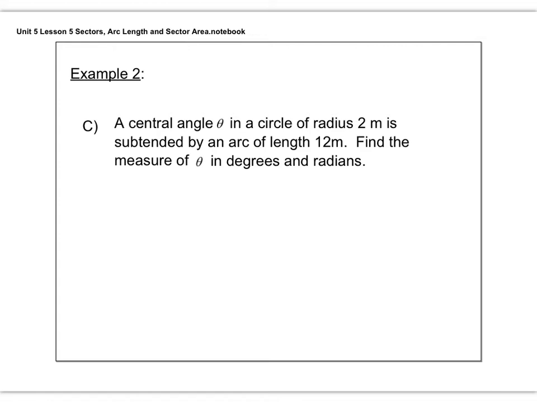In this next example, we're going to solve for degrees and radians, but really we do it the same way. You have a central angle in a circle. It has a radius of 2 meters, and the central angle is subtended by an arc length of 12 meters. So this arc length is 12 meters, and they want us to find theta, that angle, in degrees and radians. So a couple ways you could do it. You could say the length of the arc, S, is theta over 360, 2 pi r.